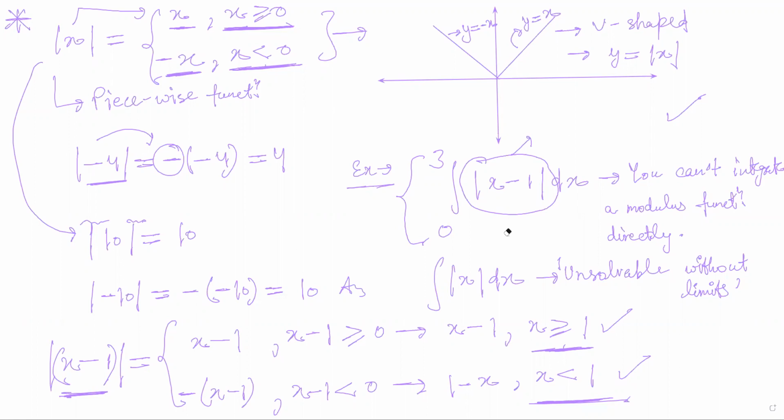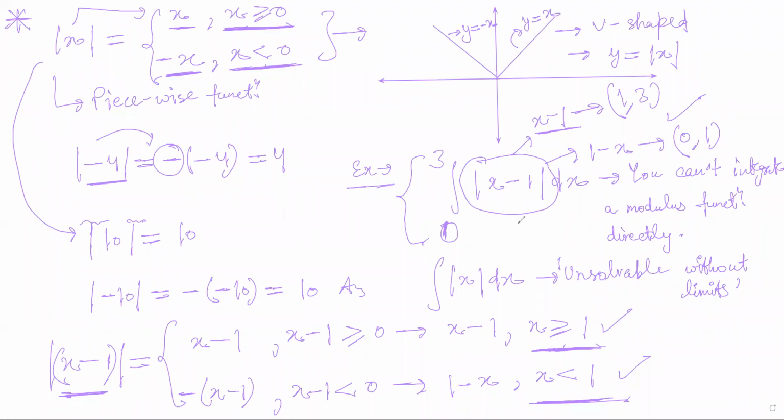If you were integrating this from 1 to 3, it would be a different question, because from 1 to 3 the value of this function is the same, which is x minus 1. But from 0 to 3 there are two possible values of this function. It can be x minus 1 from 1 to 3, and it can be 1 minus x from 0 to 1. Because of these two possibilities, you need to break this limit.